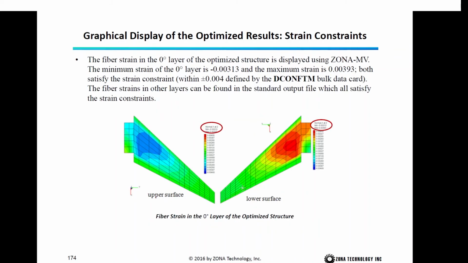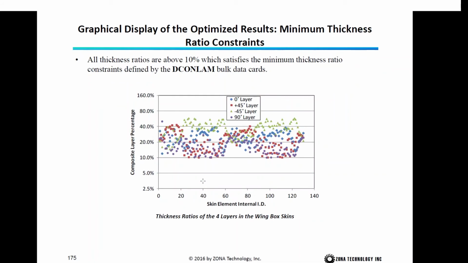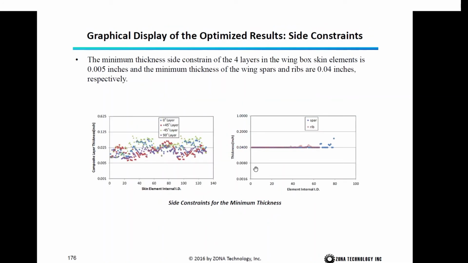And then you can display the strength constraint for the zero layer. The minimum is this number. The maximum is this number. All within this strength constraint for the zero layer, and likewise you can plot the other layers. Okay, and then you can display the thickness percentage of each layer. You can see all layers are about 10% of the total thickness, and because the minimum thickness is 0.005, you can see all layers have thickness above 0.005, and for the spar and rib, the minimum thickness is 0.04, and they're all about 0.04.